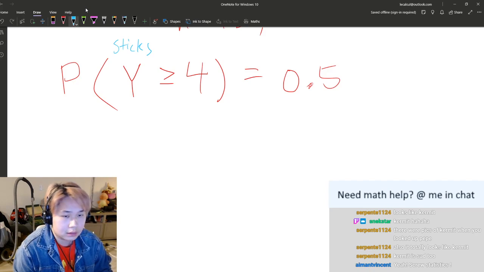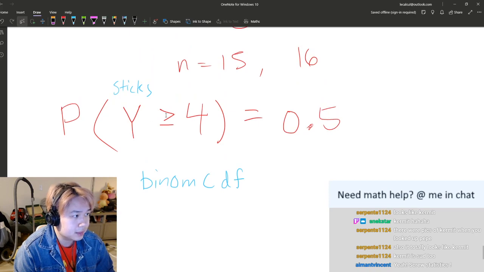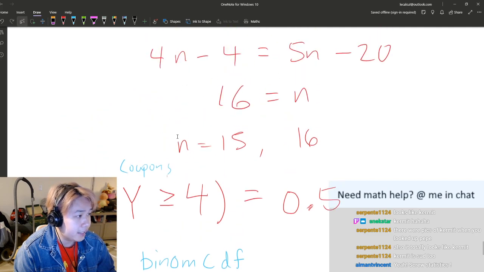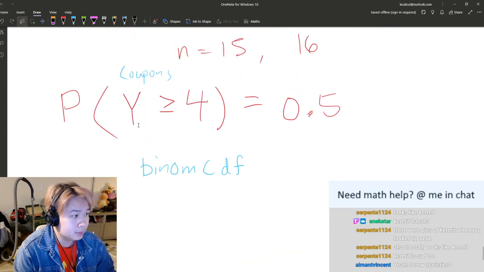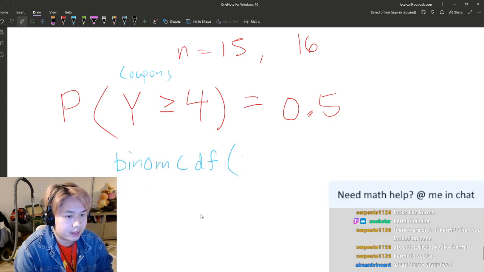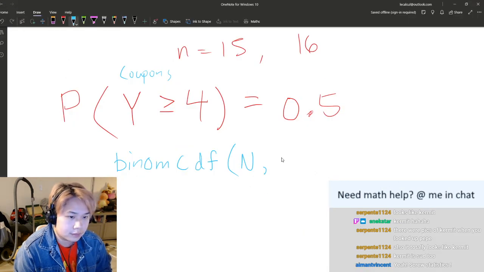So then, we just add all the different situations together, which is why it's a binomial CDF. You know, take the probability of him getting four coupons. This is coupons. In four ice cream sticks, you add that to the probability of him getting four coupons in five ice cream sticks, and then we add those all up until it's 0.5. So then that's a binomial CDF of n, and then the number of thingies we want is 0.2.